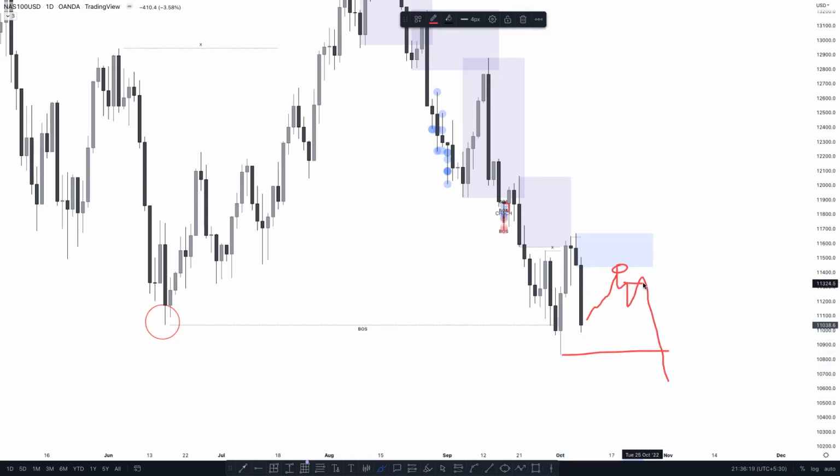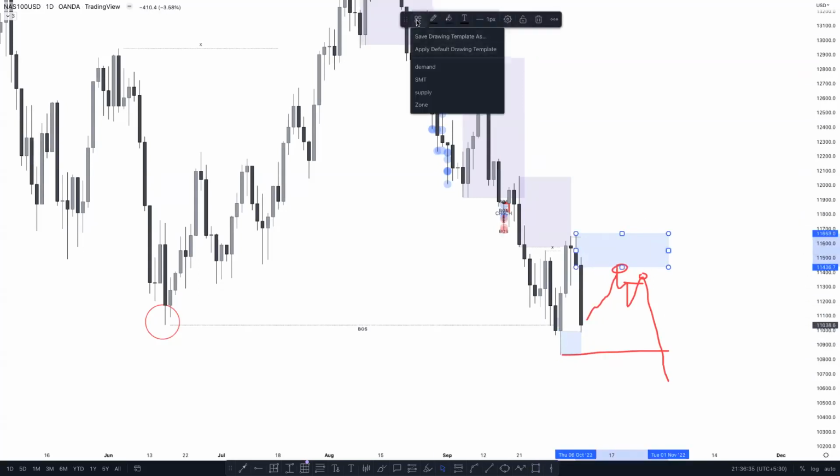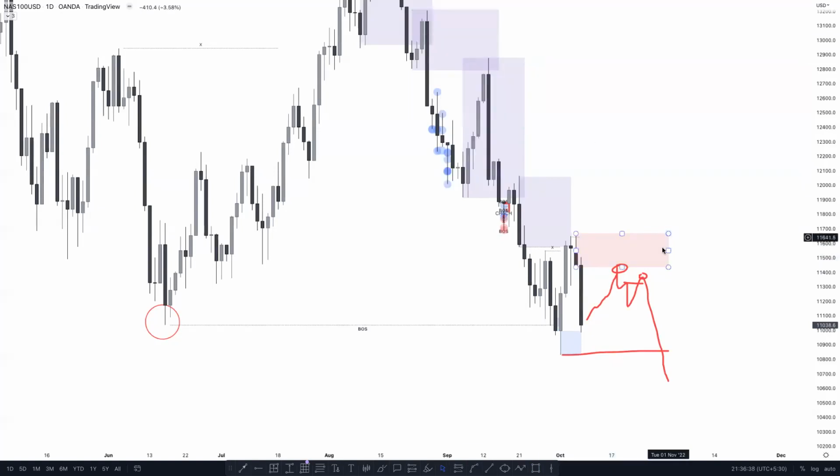So this is a possible scenario in NAS 100 in the daily time frame, but it takes a little bit of time, and this acts like a minor demand to give momentum to push and mitigate this supply zone, which is here. Once price taps on this supply zone, then we can continue to sell.